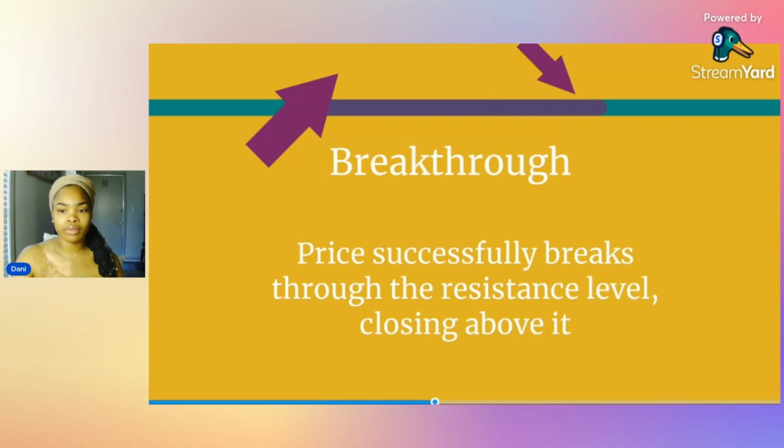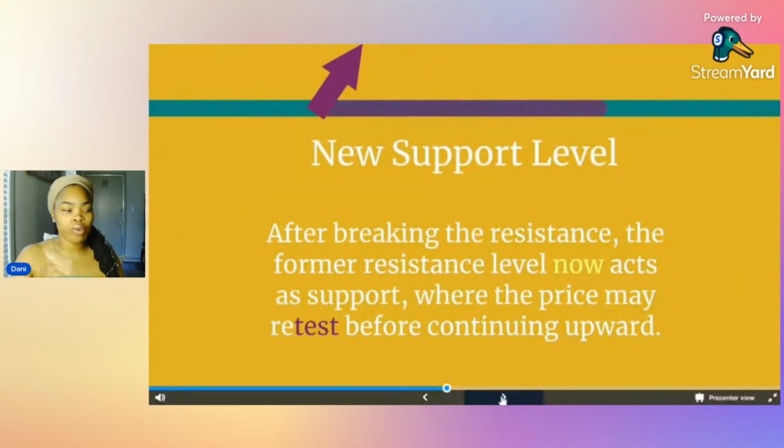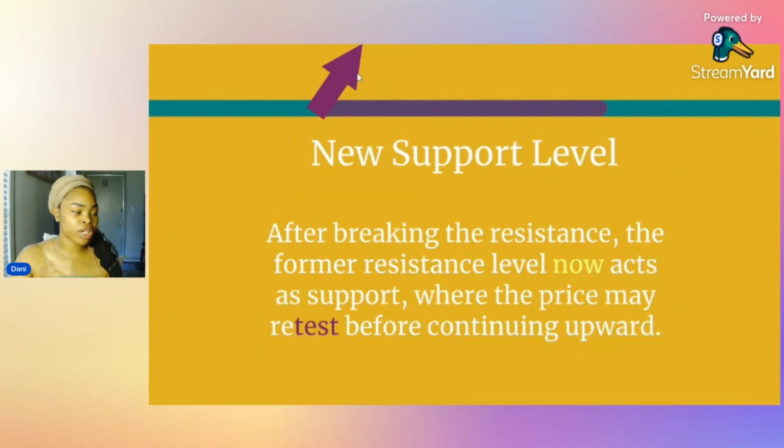Okay? You now have a new support level. Price is going up. After breaking previous resistance, the former resistance level is now acting as support, where price may retest before continuing upward. So we just broke this level, but it's probably going to retest it just to make sure it's strong enough to support where we're going to go next.